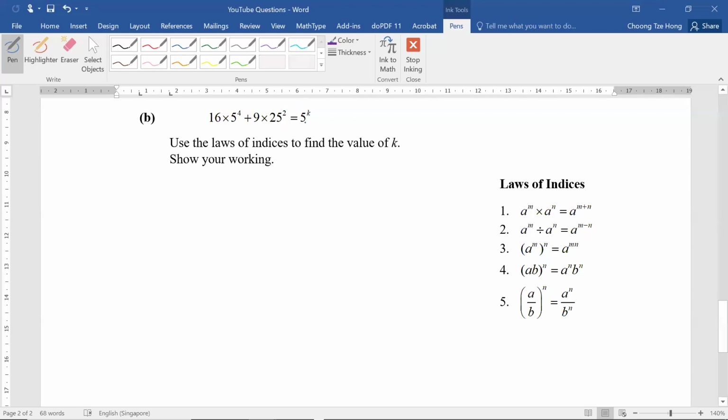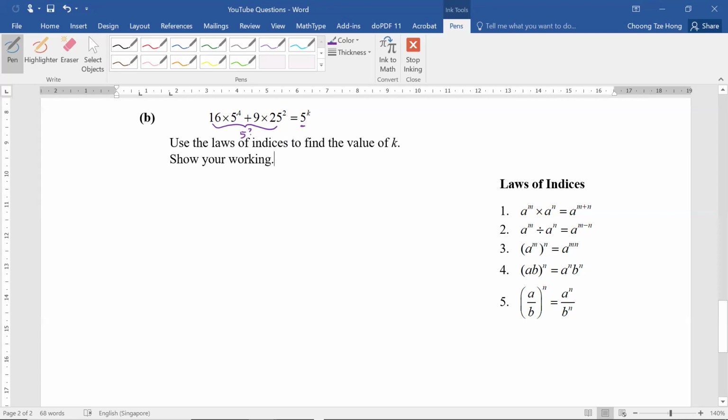Okay, so on the right side, it's very simple. It's very clear that the base is 5, right? So now our objective here will be to try to somehow transform this whole thing into just 5 to the power of something. If we can find 5 to the power of something, then that something would be equal to k already. Then we will be able to find the value of k.